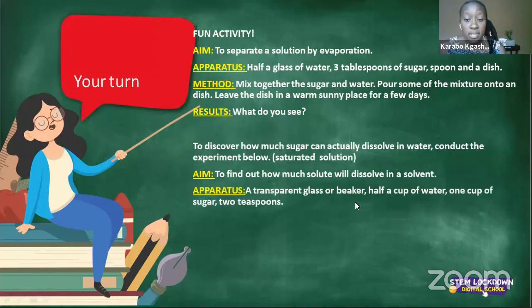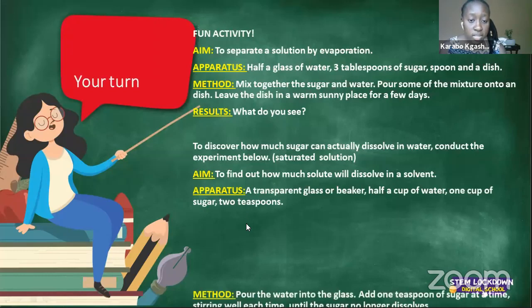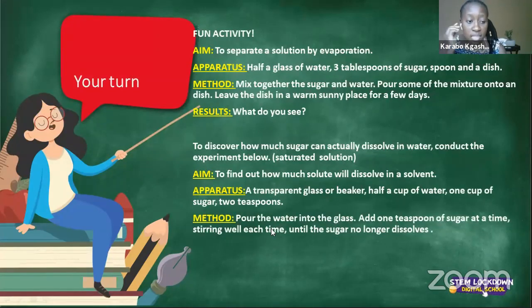We're going to need a glass or a beaker, half a cup of water, 1 cup of sugar, and 2 teaspoons. The method: we will pour water into the glass, add 1 teaspoon of sugar at a time, stirring well each time until the sugar no longer dissolves. Right, so I'm going to stop sharing the screen and you're going to have a look at what I have for you.